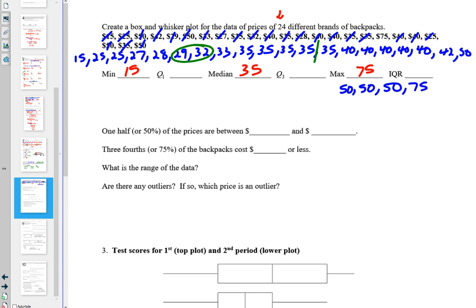29 plus 32 divided by 2 is going to be 30.5. I'm getting 30.5. And then on the back end, the 6th and 7th number, 1, 2, 3, 4, 5, 6, 7, 40 and 42. So that gives me 41. So my interquartile range is 10.5. And when I subtract the two quartiles, 41 minus 30.5, I get 10.5. Does anybody disagree with me there?